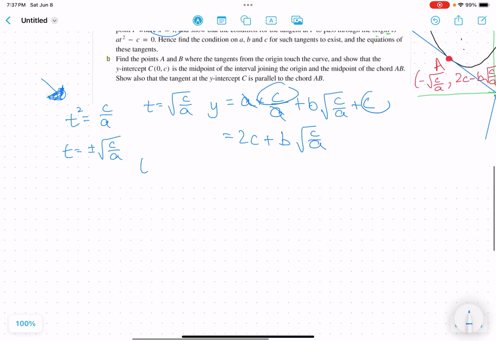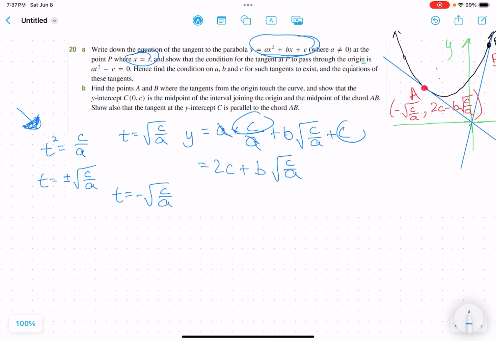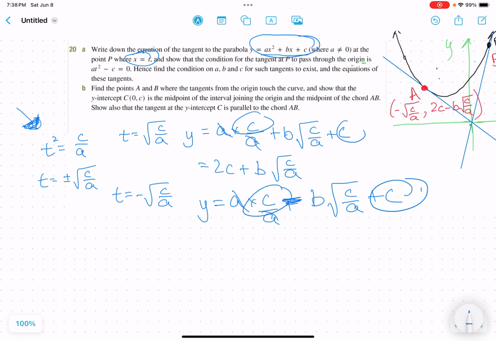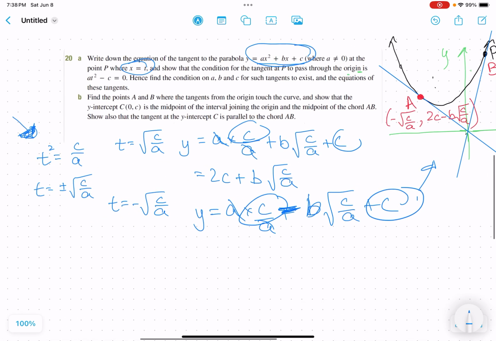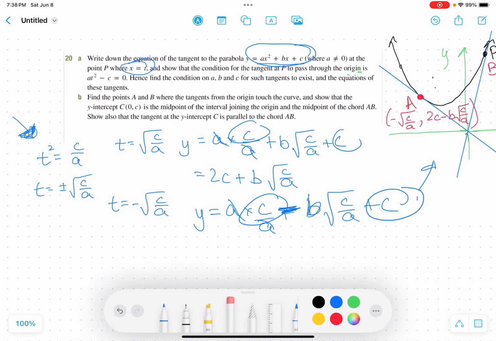Same thing when I make t equal negative root c on A and put it in that y equation to find my y value. Y is a times, if I square that, negative becomes a positive, and I get c on A, and again the a's cancel, and then b lots of that, so that's minus b root c on A, and then plus c. So again I get two c's, but this time I get minus b root c on A, and you can see that just up here, 2c minus b root c on A for my y value. So in this part here, we're calling them points A and B.